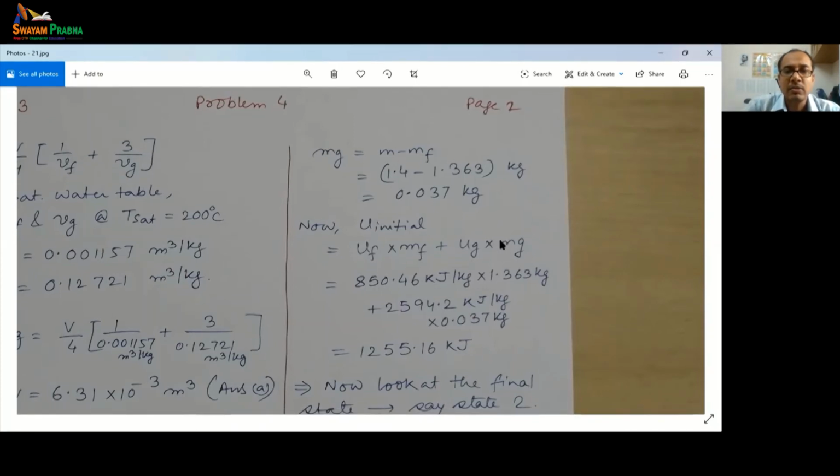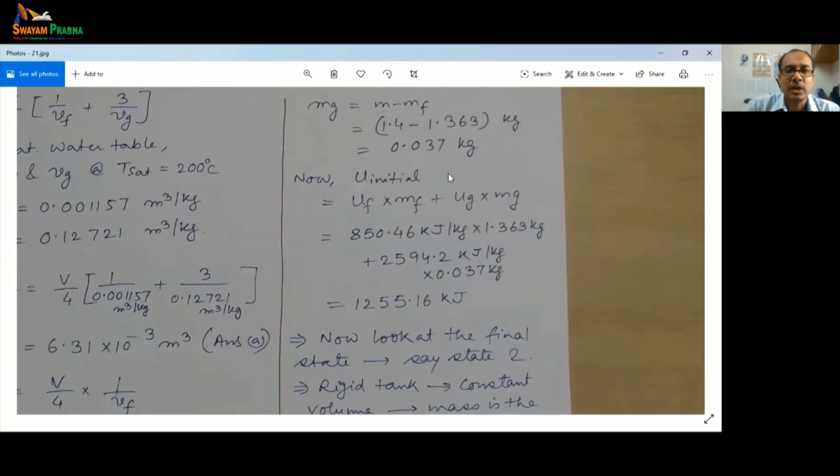Now it is also asked that we find the change in internal energy. To find the change, we first need to find the initial internal energy. So U initial will be uf, the internal energy for saturated fluid, multiplied by the mass of fluid, plus ug, the internal energy for saturated vapor, multiplied by the mass of vapor. Now we need to know uf and ug from the water table.